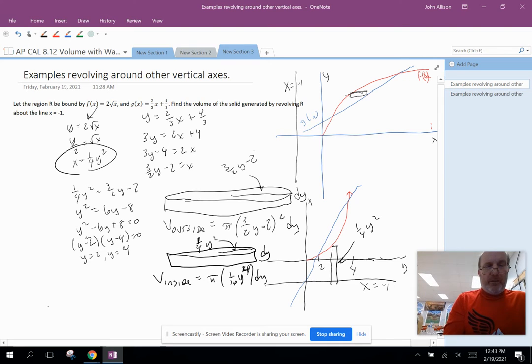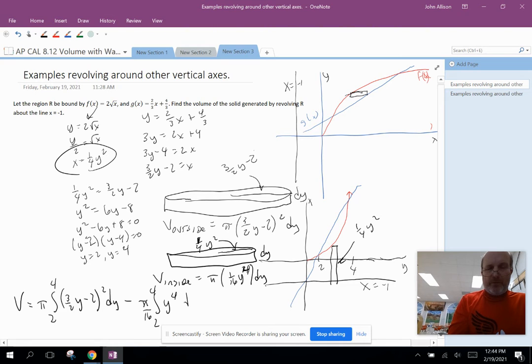And so that means that the volume of the region is going to be the volume of the outside disk minus the volume of the inside disk, which is going to be pi times the integral from y equals 2 to 4 of the large disk, 3/2 y minus 2 all squared times dy, minus pi times the integral from 2 to 4 of this time 1/16. I can go ahead and pull that 1/16 out. And this is going to be y to the 4th dy.